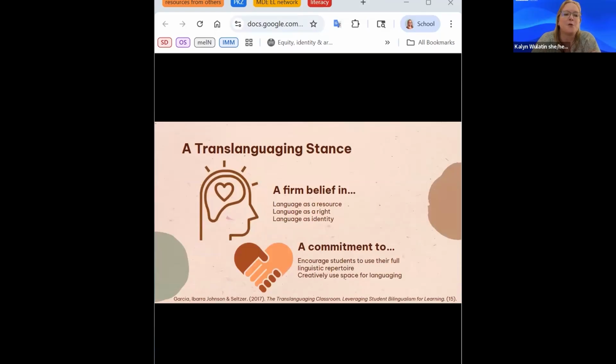I am probably preaching to the choir here, as we say, but believing in translanguaging is a belief that your language is a resource, your language is a right, and your language is a great part of your identity. And it's coming up with a commitment or a dedication to encouraging students to use their full linguistic repertoire and trying to find creative ways and creative spaces for that translanguaging or languaging to happen.